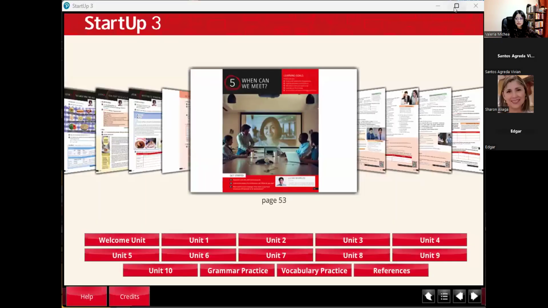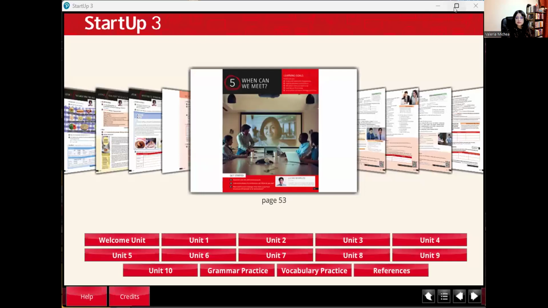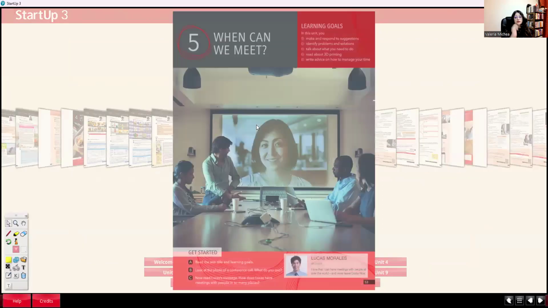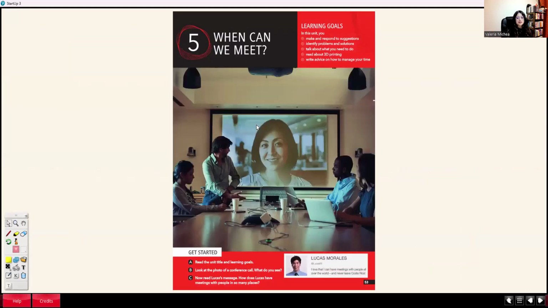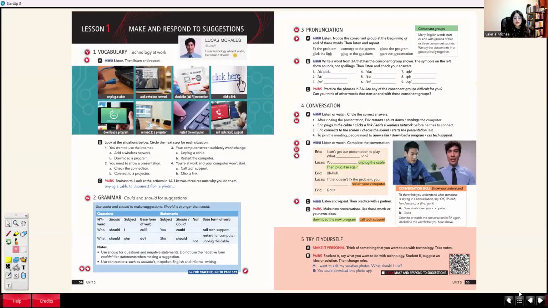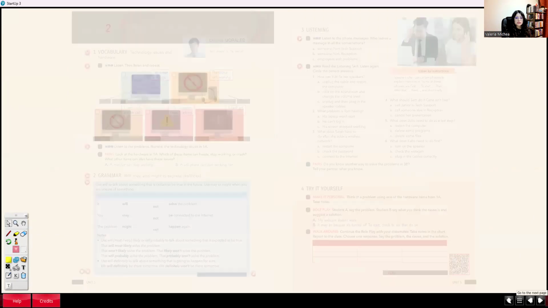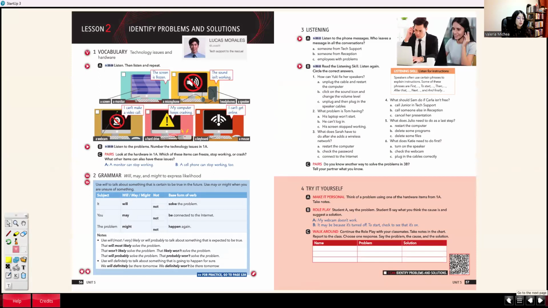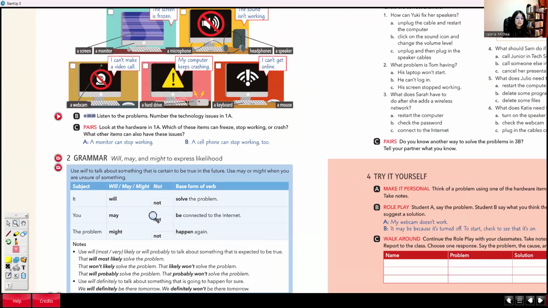Let me go back to the book. Let me close this here. So yeah, as you may already be familiar with, we were talking about all the modal verbs that are in Unit 5. So we started with could and should for suggestions. Then we moved on a little bit to will and may and might. And here we were talking about expressing likelihood. This is the last thing that we talked about.